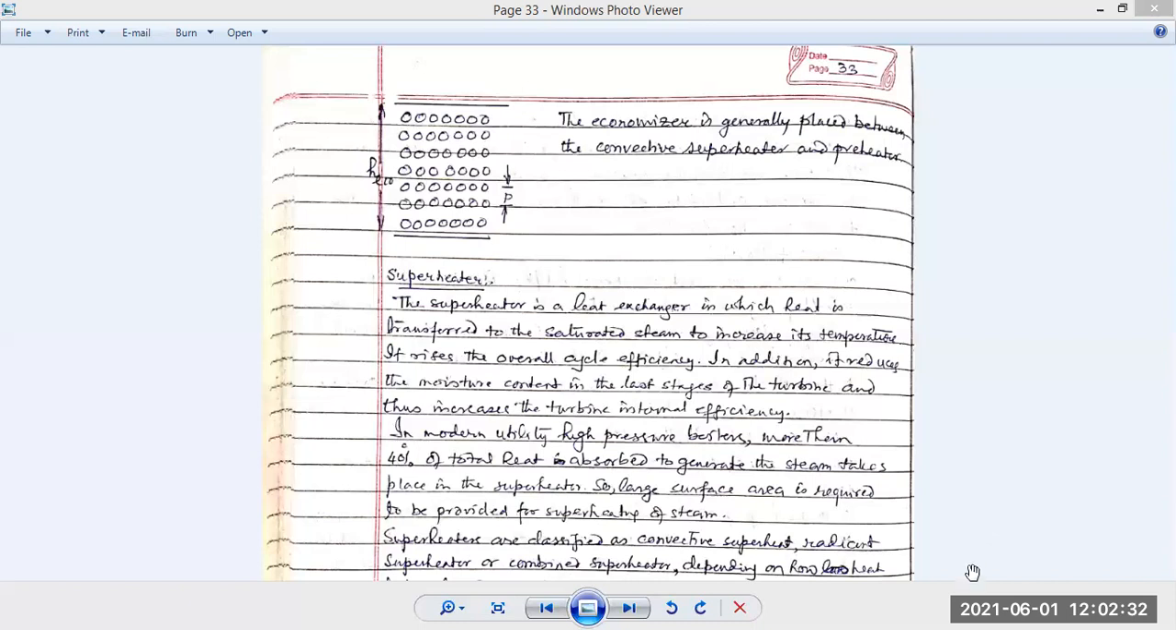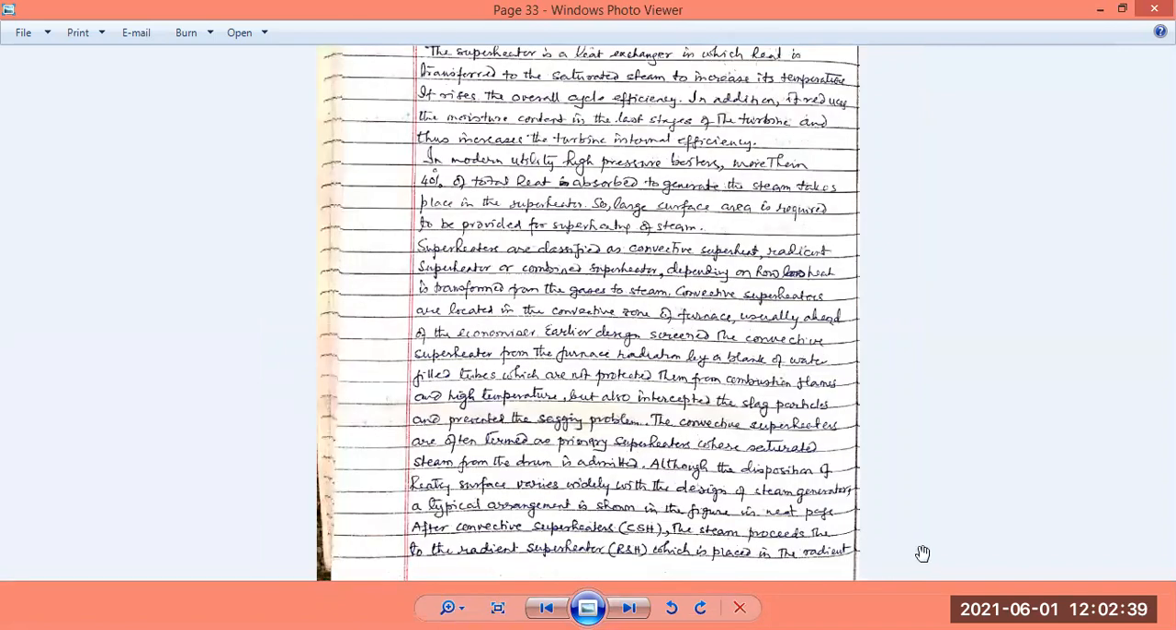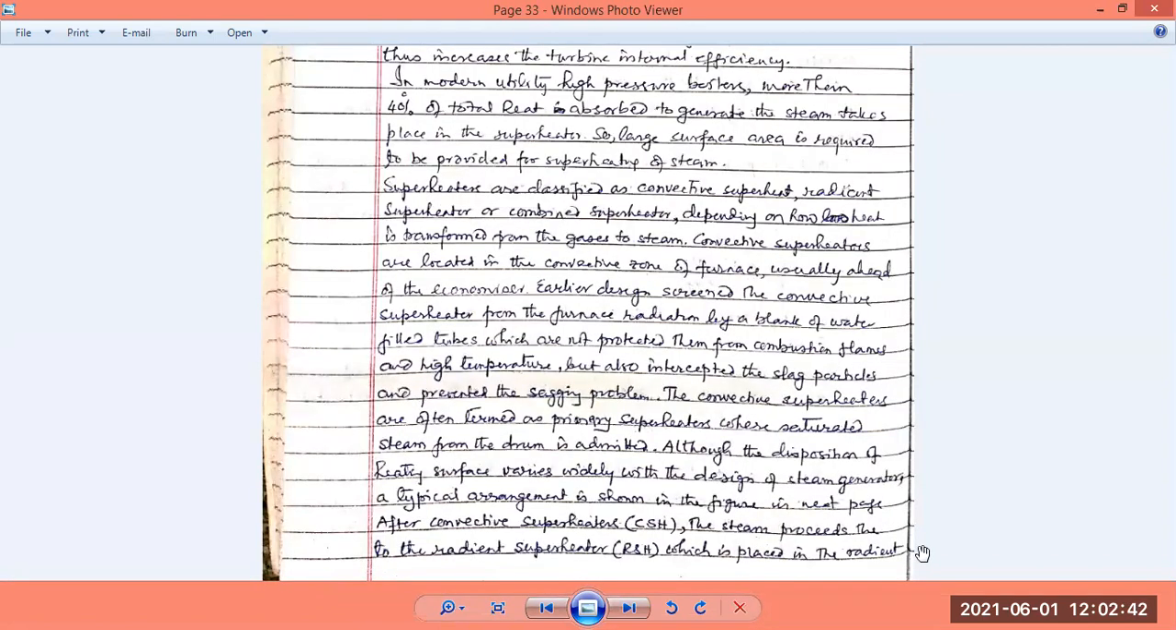Superheaters are designed as convective superheater, radiant superheater, or combined superheater, which means heat is transferred by conduction and convection. It's by conduction from the direct contact with the flue gases. As the flue gases are surrounding it, directly hitting the tubes of the superheater. In radiation, the flames are not directly coming into contact with the tube, but they create energy. That energy is being absorbed by the superheater itself.